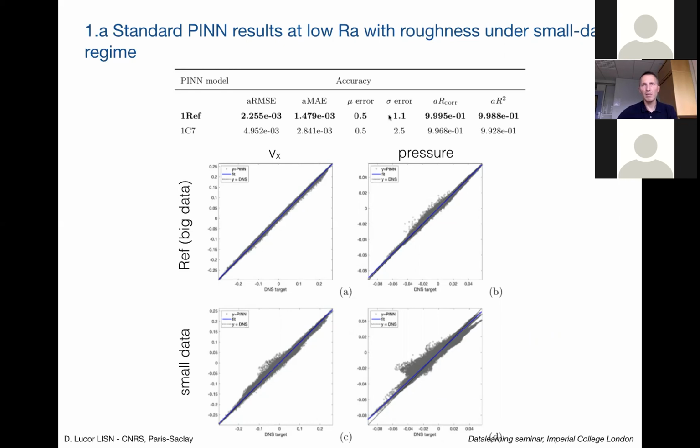When I divide the amount of data by 2, so the 1C7 model, I have half the data, so I have much less data. Then in this case, I'm starting to lose the accuracy, especially for the pressure. I'm not doing as good as before. So when I'm in this small data regime, it doesn't work very well.